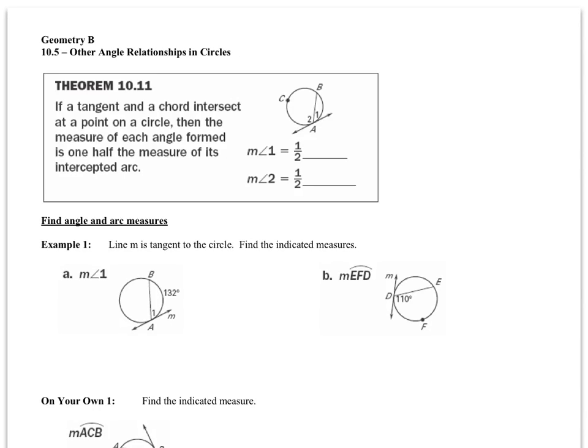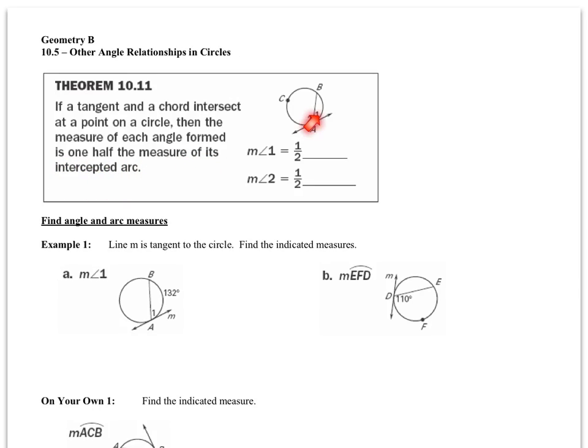Hi class, this is lesson 10.5, other angle relationships in circles. So we've got one more theorem here. It's in a tangent. If a tangent and a chord intersect at a point on a circle, so right here, we've got a chord and a tangent intersecting right here at this point on the circle, then the measure of each angle formed is 1/2 the measure of its intercepted arc.